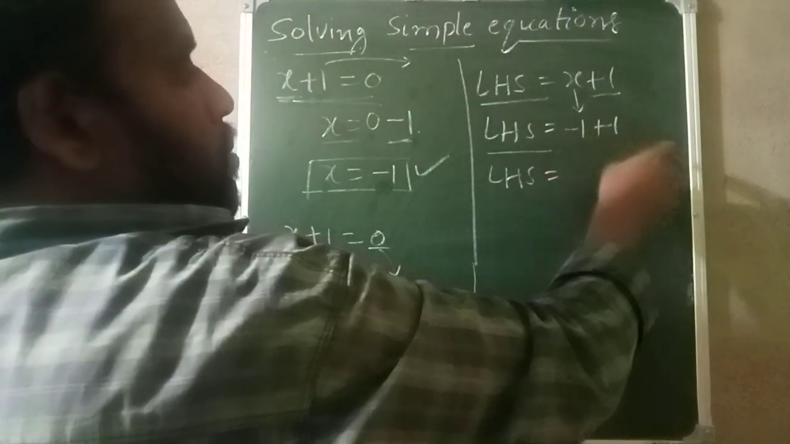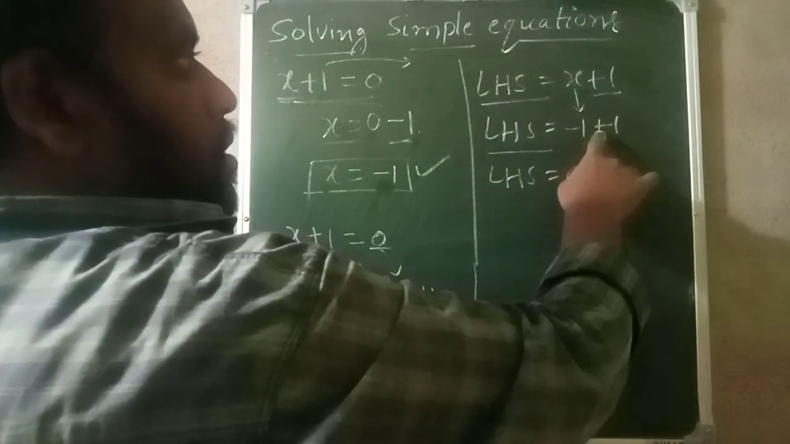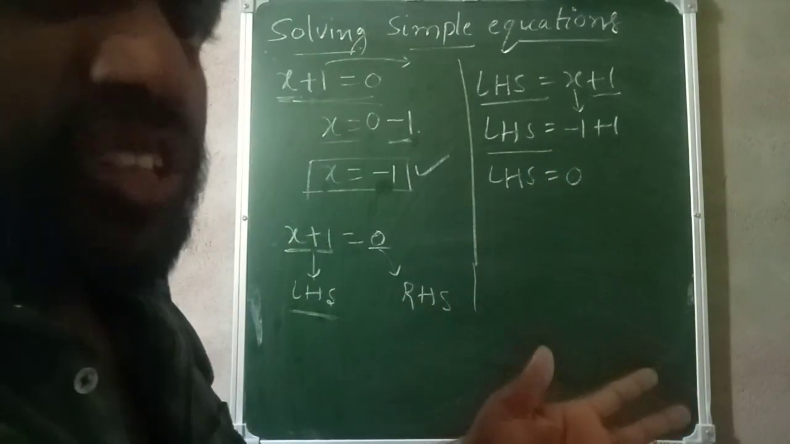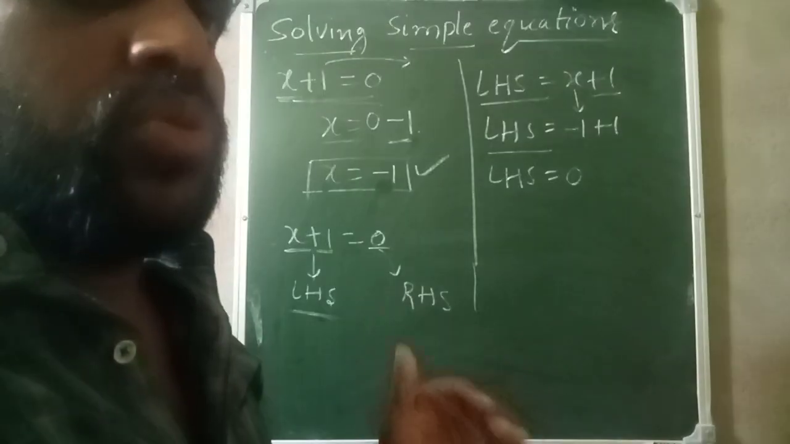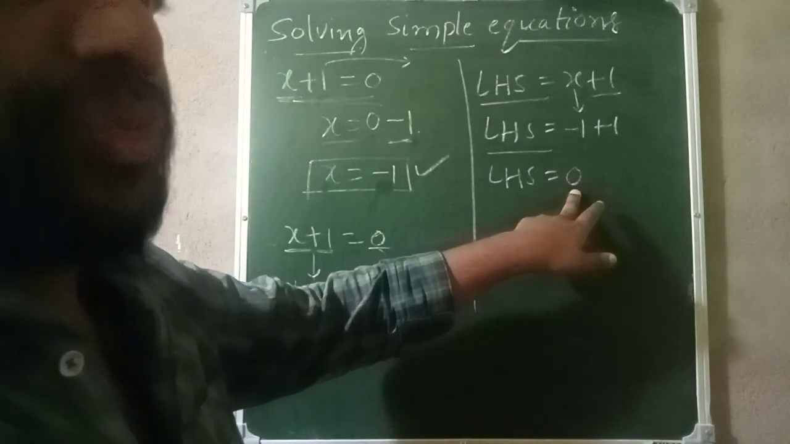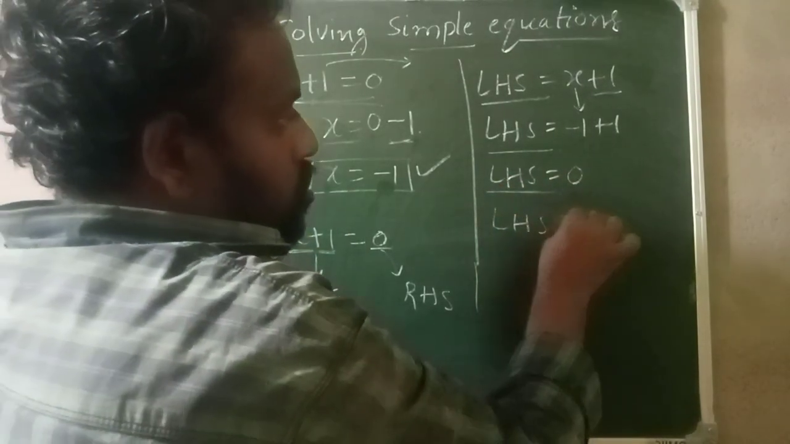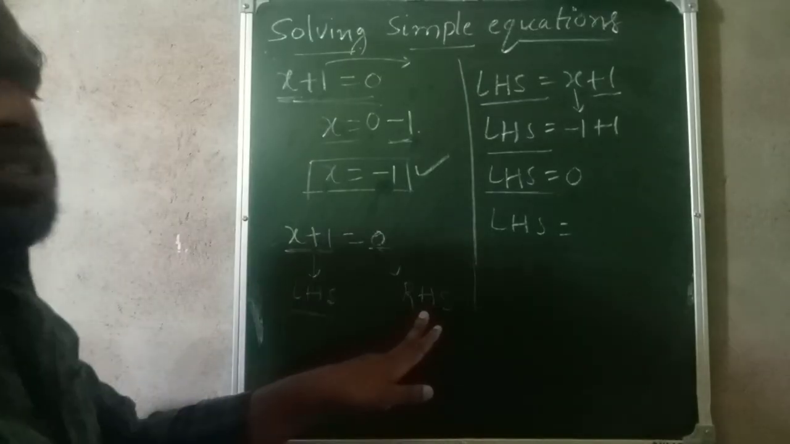Next step, write LHS is equal to as it is. So minus 1 plus 1 is 0, because it is 1 and 1 but with different signs. This is plus, this is minus, opposite signs but the same number, so they cancel out. After cancelling, we are left with 0. Next step, I'll write LHS is equal to as it is. I said 0 means RHS, so in place of 0, I will write RHS.